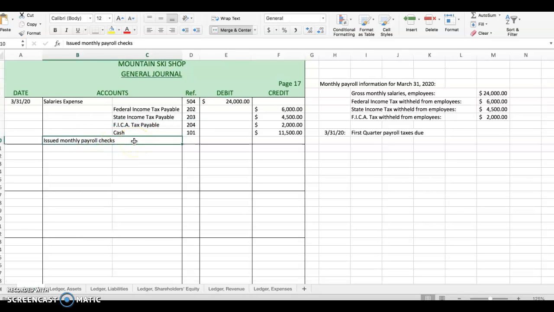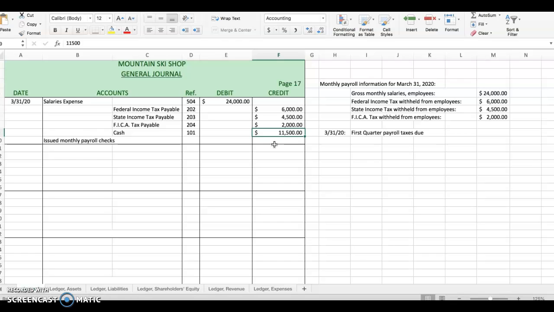And we are paying them with payroll checks. These are not the normal checks that we use in our company to buy things such as material and supplies and so on, but these are separate payroll checks. But the money comes from cash, the cash account. So that's why cash goes down, it's credited. All of that is something you should understand by now.